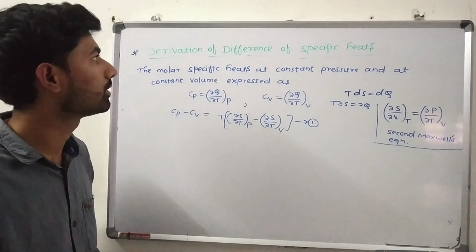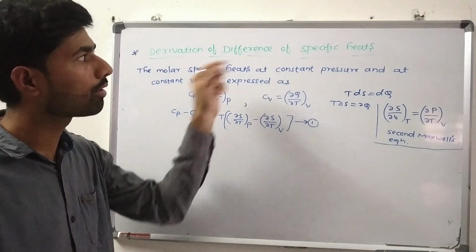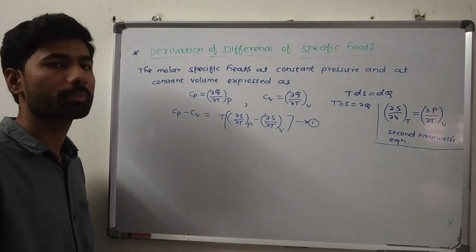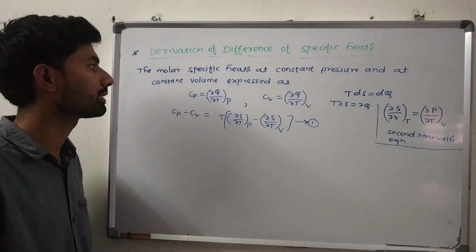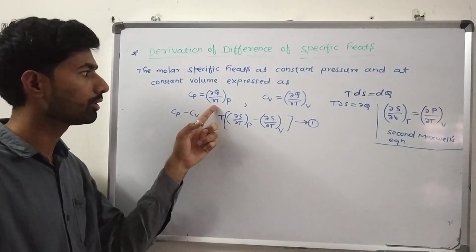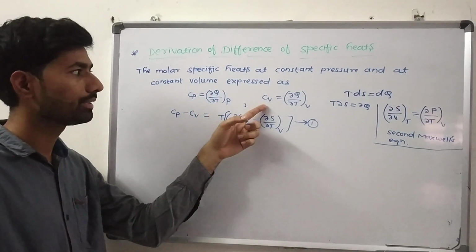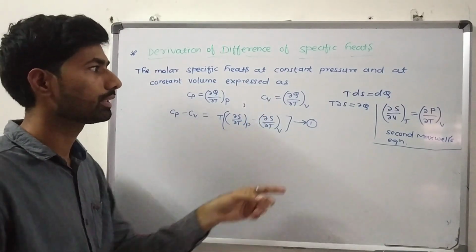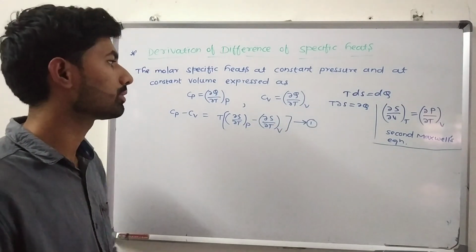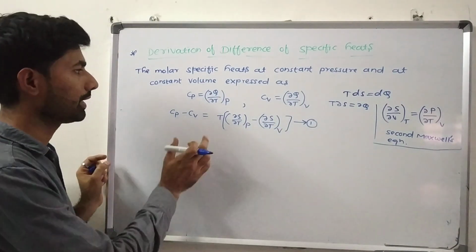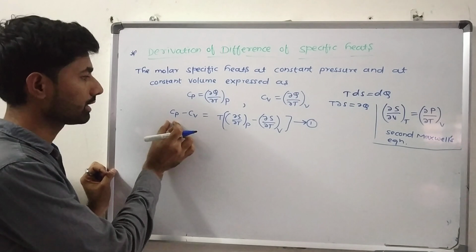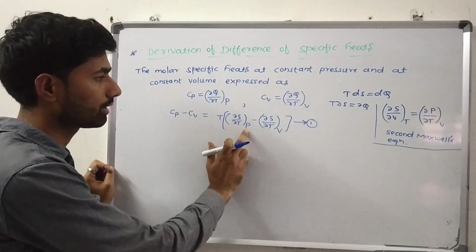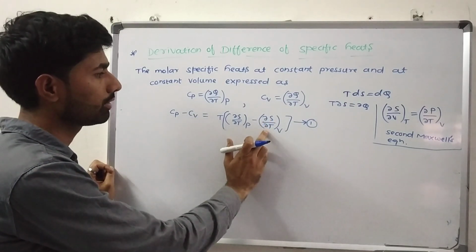In this session we are going to derive an expression for the difference of specific heats. The molar specific heats at constant pressure and constant volume can be expressed as Cp equals ∂Q/∂T at constant pressure P, and Cv equals ∂Q/∂T at constant volume V. We already know that we can write T ∂S equals ∂Q, so subtracting Cp minus Cv, that is equal to T into (∂S/∂T at pressure P minus ∂S/∂T at volume V).